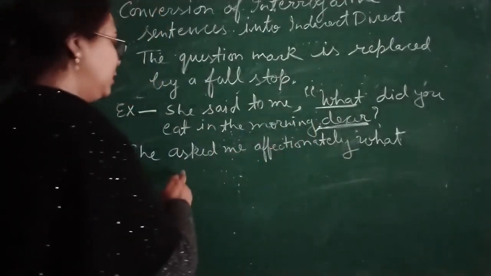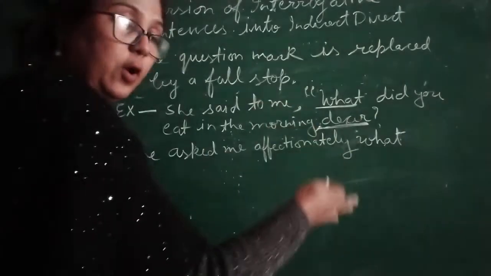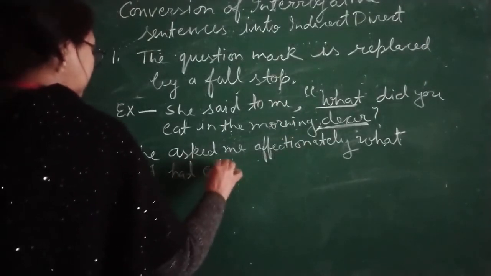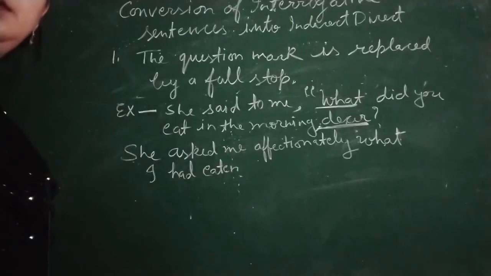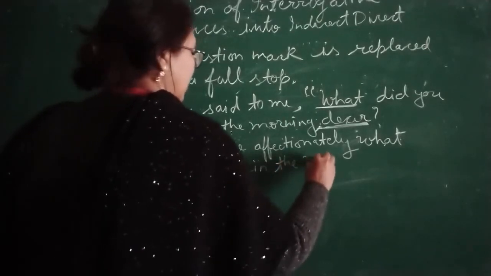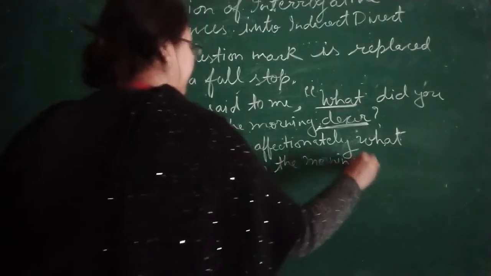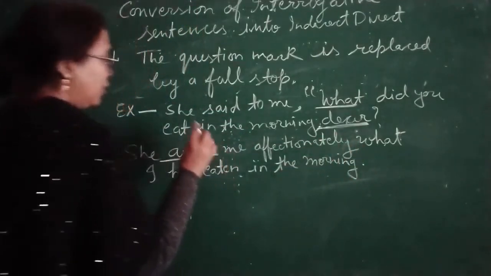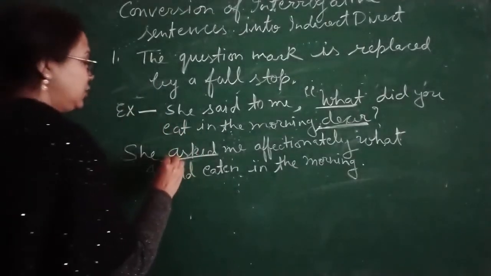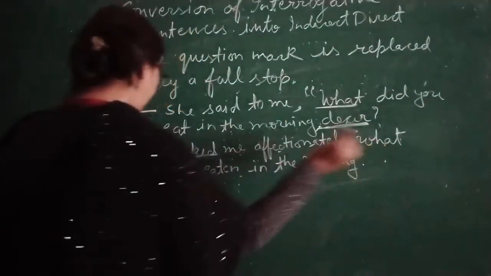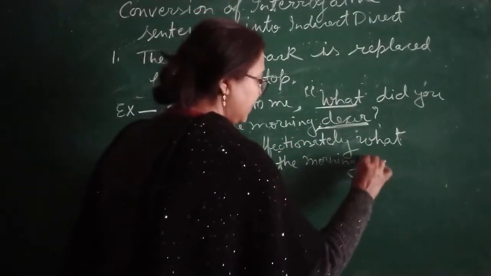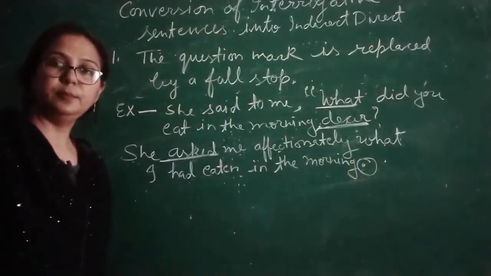So the person who is addressing someone, that is "dear". That is why we are using here: she asked me affectionately what I had eaten in the morning. Okay. So children, here you can see she asked me, because this is a question, that is why I have converted it into indirect speech. Now here we are replacing the question mark with a full stop.